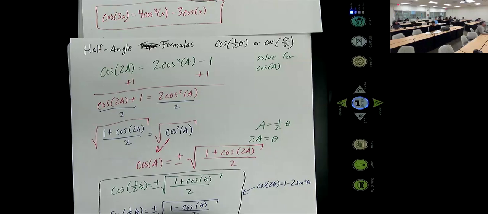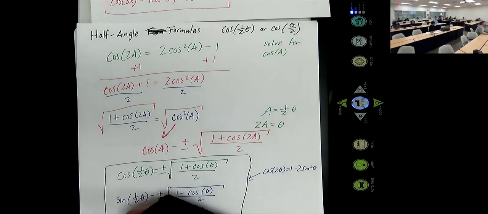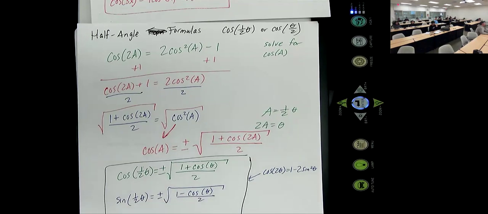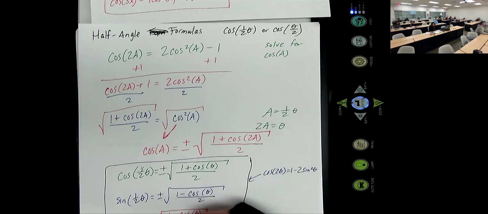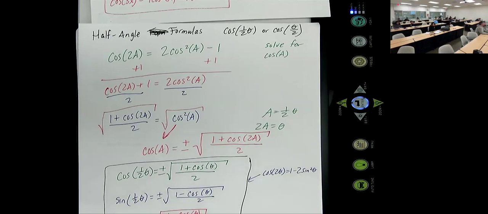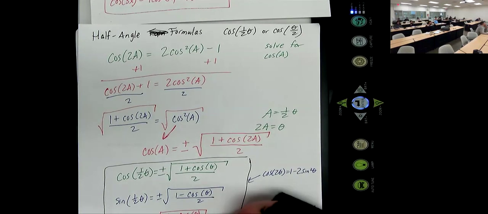Tangent of 1/2 theta has a couple forms. The easiest one is just dividing these by each other. And you will get plus or minus the square root of 1 minus cosine theta over 1 plus cosine theta, which is really sine of 1/2 theta over cosine 1/2 theta, just cleaned up.